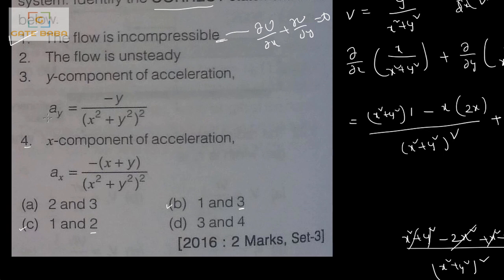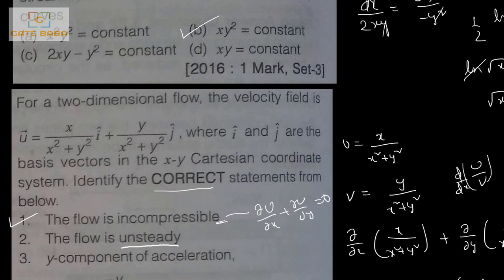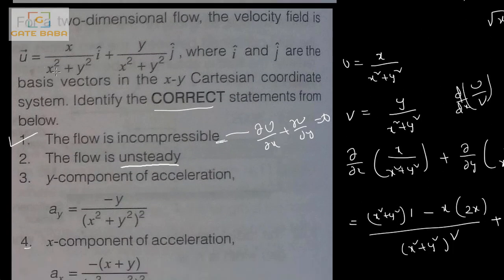What is statement 2? The flow is unsteady. Is it unsteady? If there is a component of time, then the flow is said to be unsteady. Here there is no component of time. That means the flow is steady. So statement 2 is definitely a wrong statement, because there is no component of time.